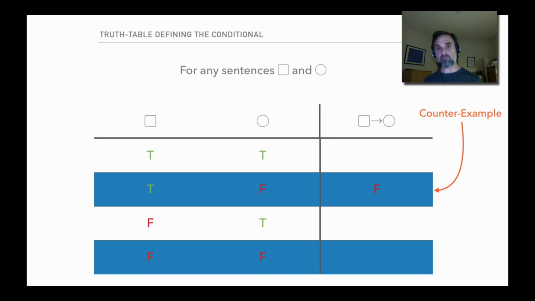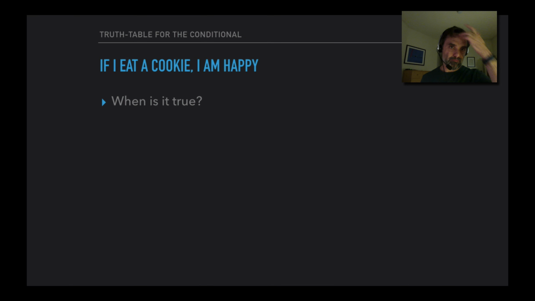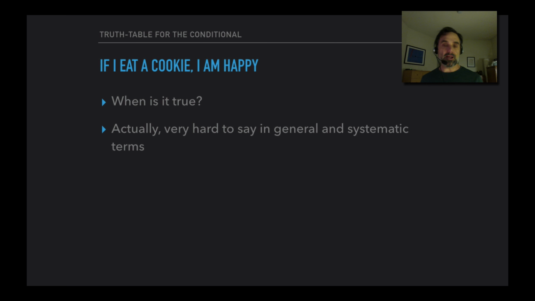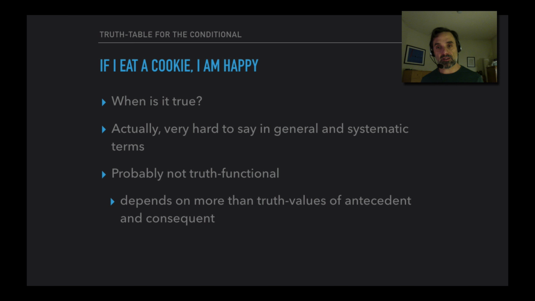Okay, good. But what about the other rows? In particular, we want to know, when is a conditional true? It actually turns out that it's very hard to say for natural language sentences in a general and systematic way when the conditional is true. In particular, the conditional probably is not truth functional, meaning this: the truth value of the whole thing, whether or not the whole conditional is true, you need to know more than just is the antecedent true and is the consequent true. By themselves, whether or not the antecedent and consequent are true is in general not enough to tell you whether or not the whole conditional is true.